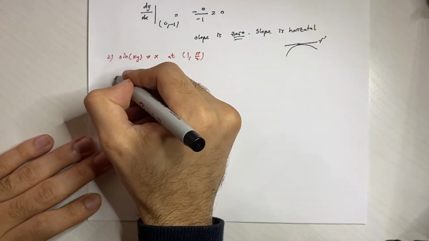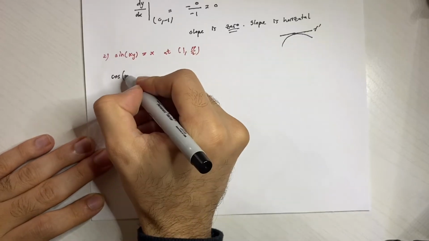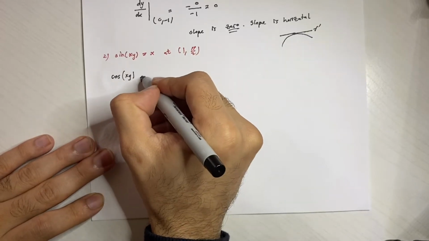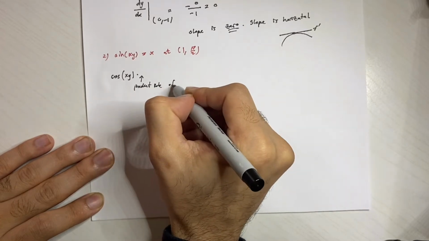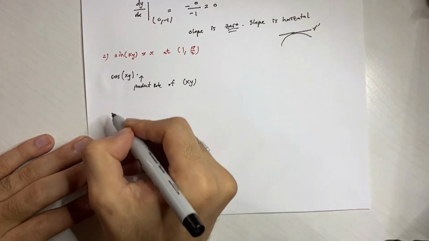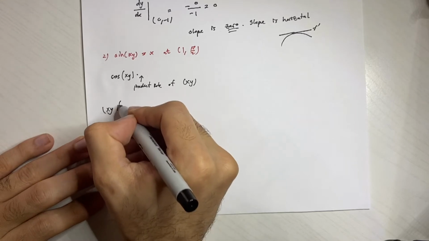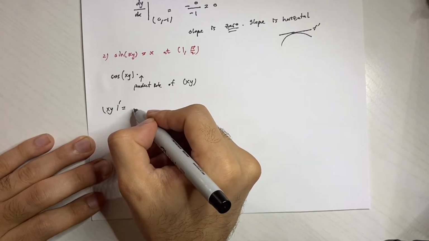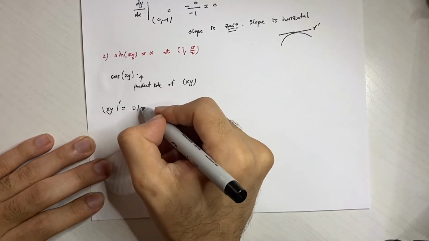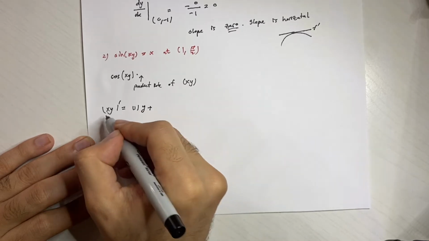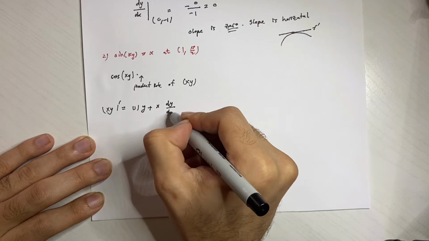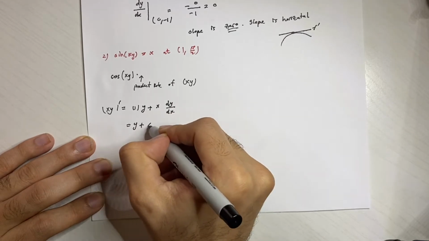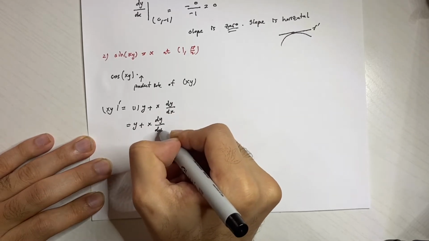Here in the second question we have sine(xy) equal to x, and we want to evaluate the derivative at 1 and pi over 2. So we start to differentiate. This is a chain rule, but notice xy, we need to use the product rule to differentiate this term. This is what I'm going to do now. We end up with y plus x dy/dx.